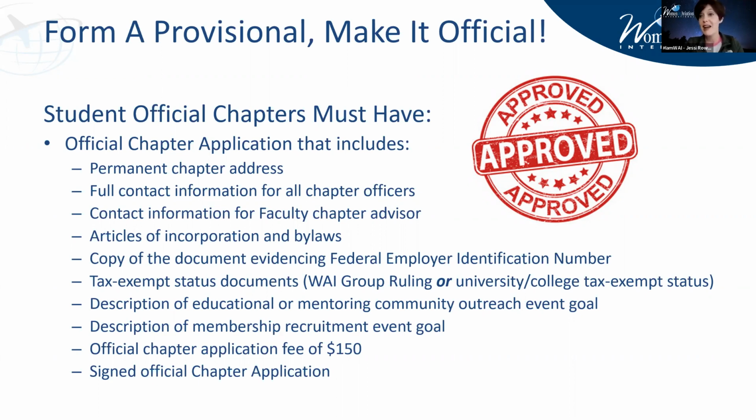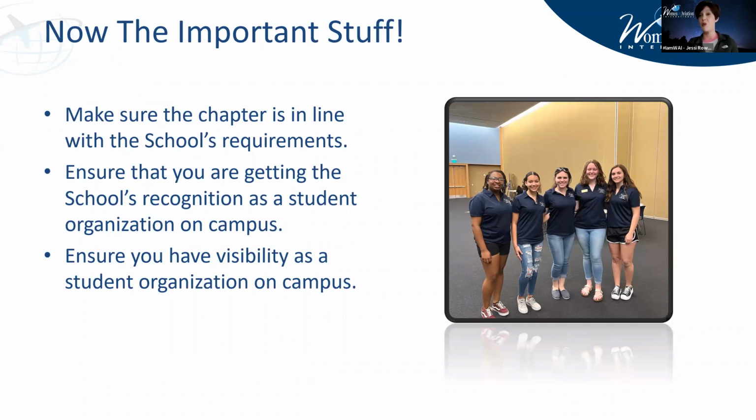We're going to move from that official documentation into the important stuff. You know, why are we here? We're here today to talk about what it is to make an effective student chapter. So the first thing that we want to do as a student chapter is make sure that the student chapter is in line with the school's requirements. We want to ensure that we're getting the school's recognition as a student organization on campus, and we want to ensure that we have visibility as a student organization on campus. And at this point, I'm going to hand these 3 items over to Miss Elizabeth and Miss Sarah because they are some of the experts on this subject matter.